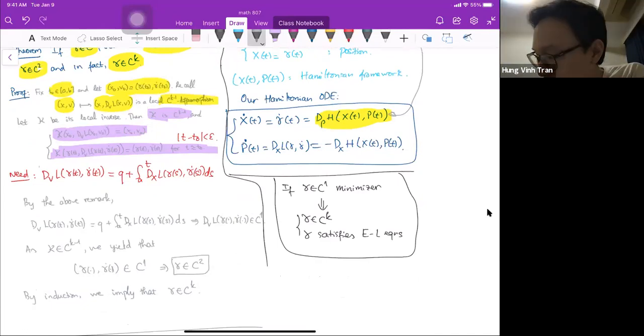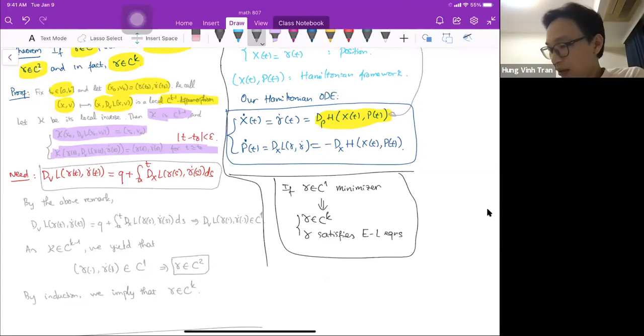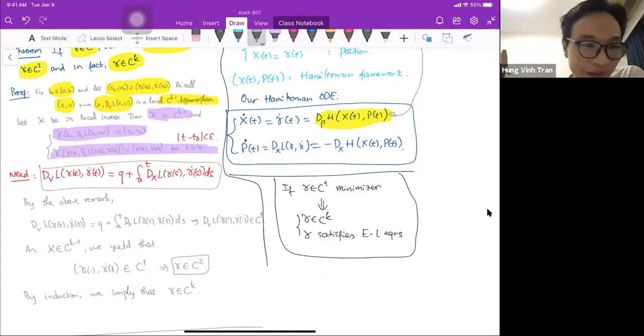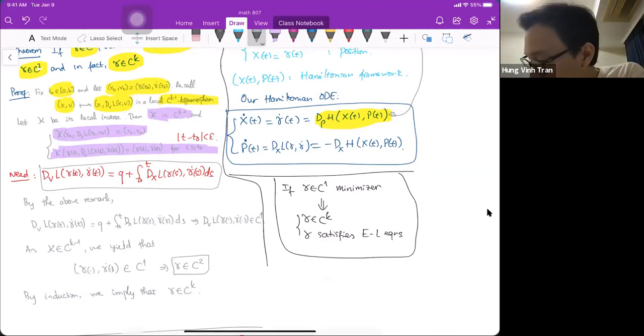Okay, so I recall what we needed here. This is the key point that we need in our proof, right? So what's the key? You see that d_v L is at least C1, right? Again, we are being careful here. Why is it at least C1? Let's see. You know that gamma is C1.